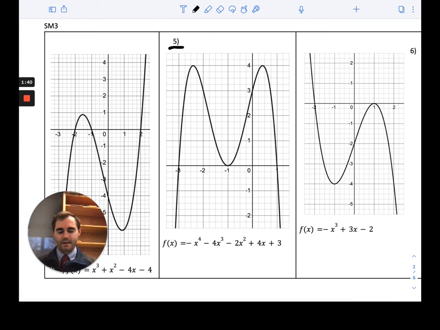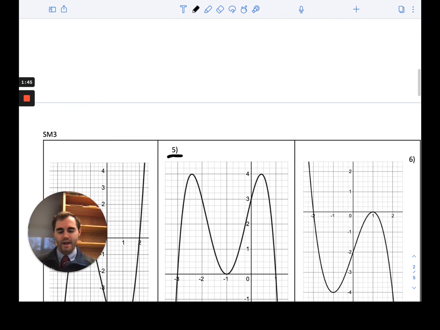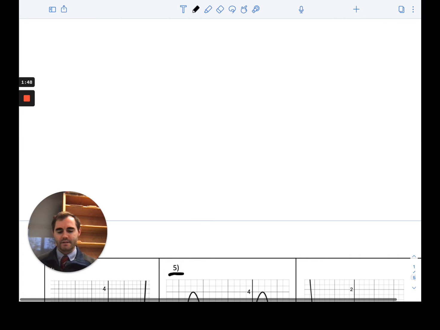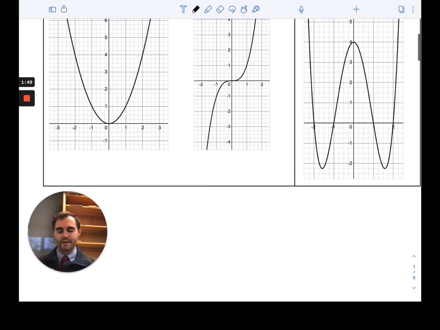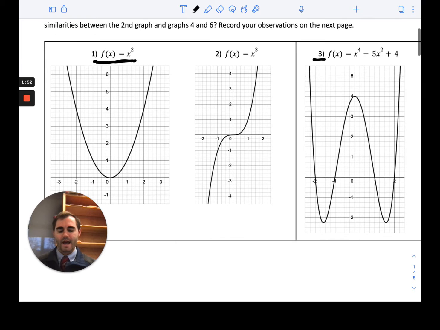I want you to take a look at those and see what the similarity is between those graphs, and see if you can identify any similarities. How might they be related to each other? I'll give you a moment to do that. You might want to pause the video while you're looking at those and consider how they might be related to each other, and then we'll come back together.